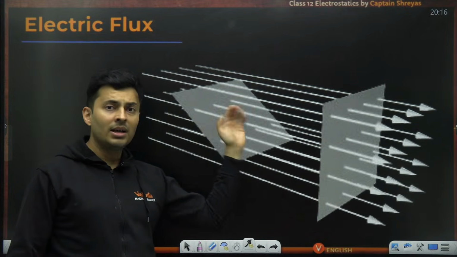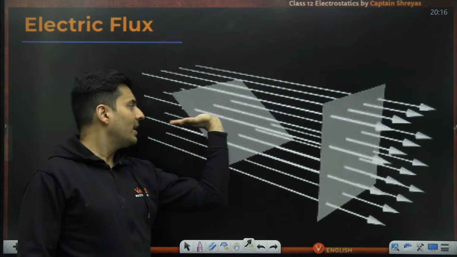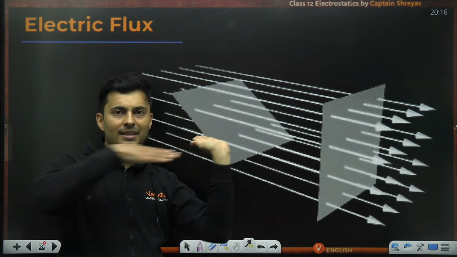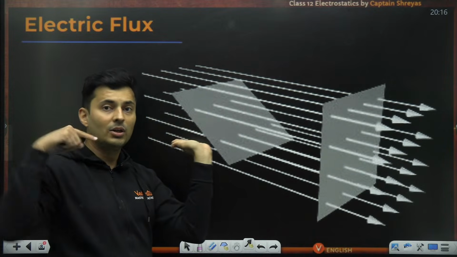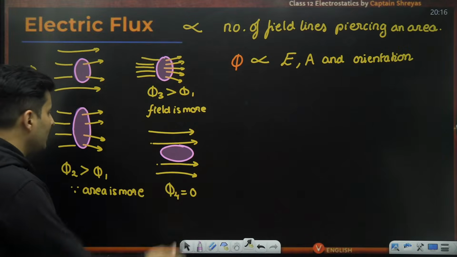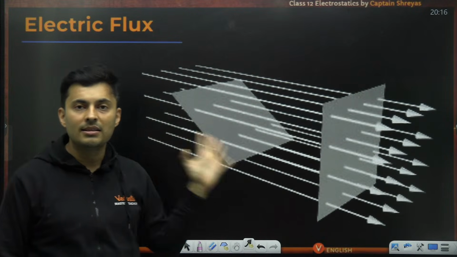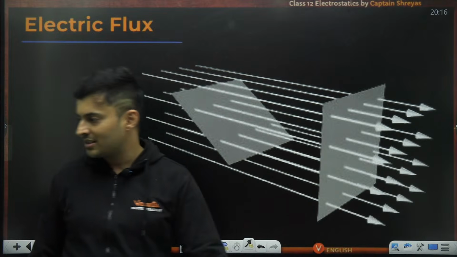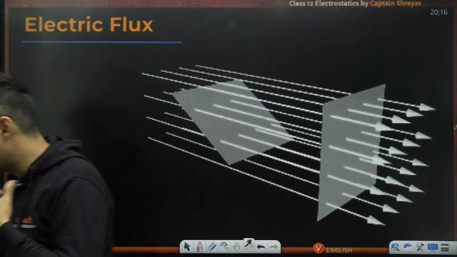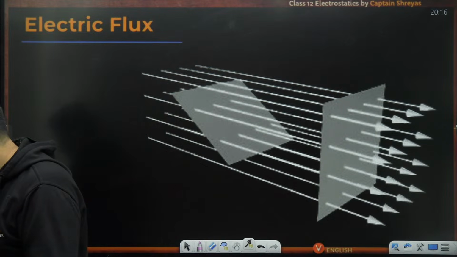If I tilt it more, they miss even more. And if I make it like this, then the lines are parallel to the surface. They will not pierce through it. It will look just like this diagram. And then the flux will completely disappear through that imaginary surface. How many of you visualize this?